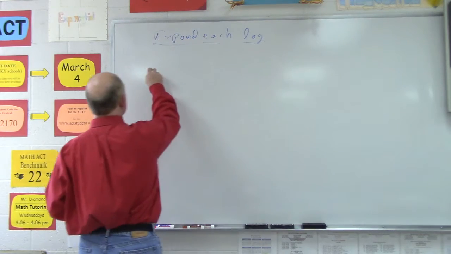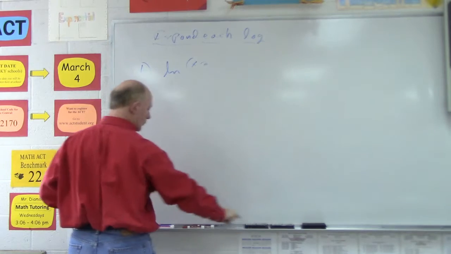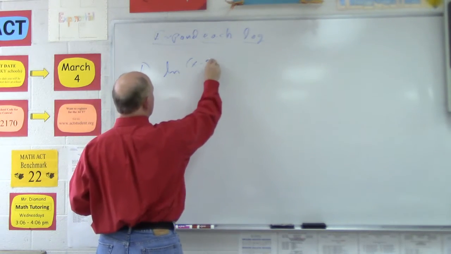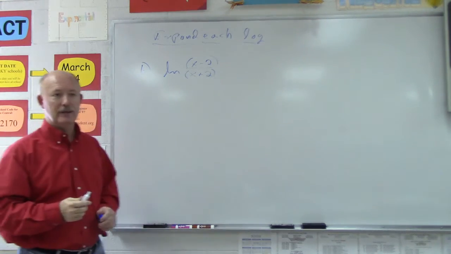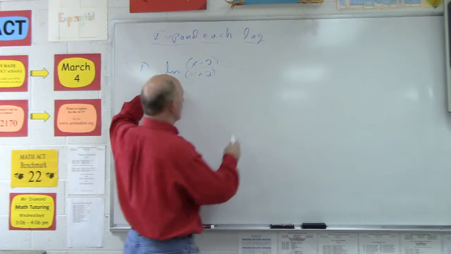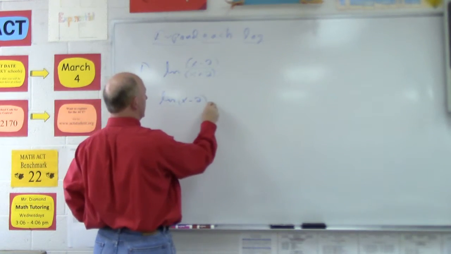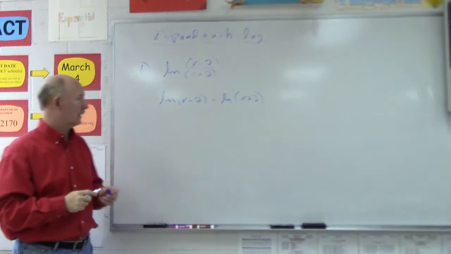We'll do natural log of x minus 2 over x plus 2. Now, first thing you want to recognize, this is a division, so we're going to expand this using our quotient property. This will expand as natural log x minus 2 minus natural log x plus 2. All right, so there you go. So if you've got to expand it.